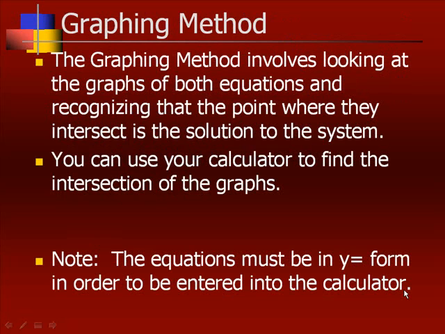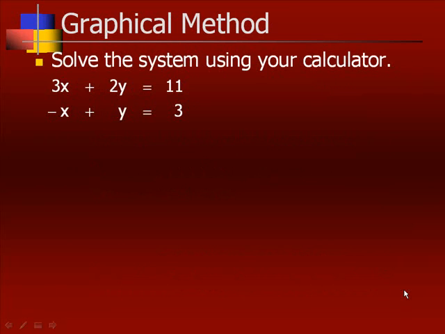The graphing method involves looking at the graphs of both equations and recognizing that the point where they intersect is the solution to the system. Now, these graphs sometimes will take a long time to graph, and also it's hard to tell exactly where they intersect if you're doing the pencil and paper method. You can use your calculator to find the intersection of the graphs. And as a note, the equations must be in y equals form in order to be entered into the calculator.